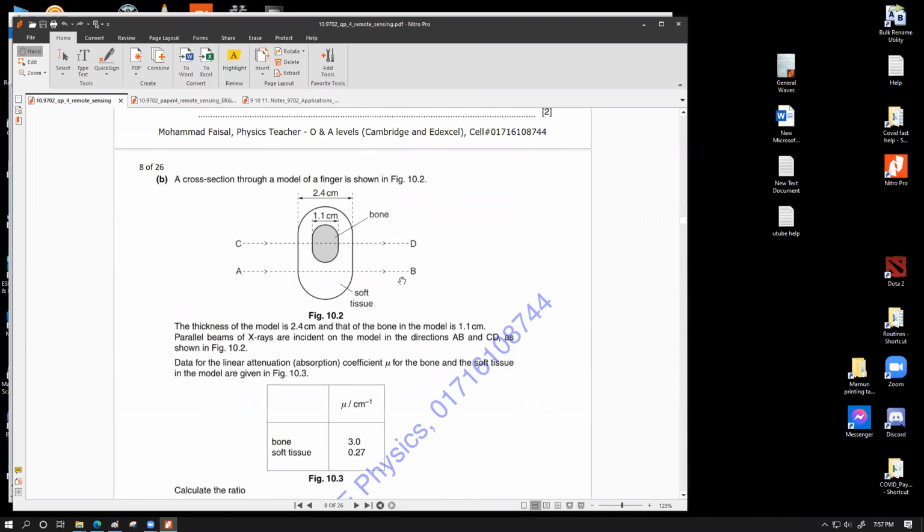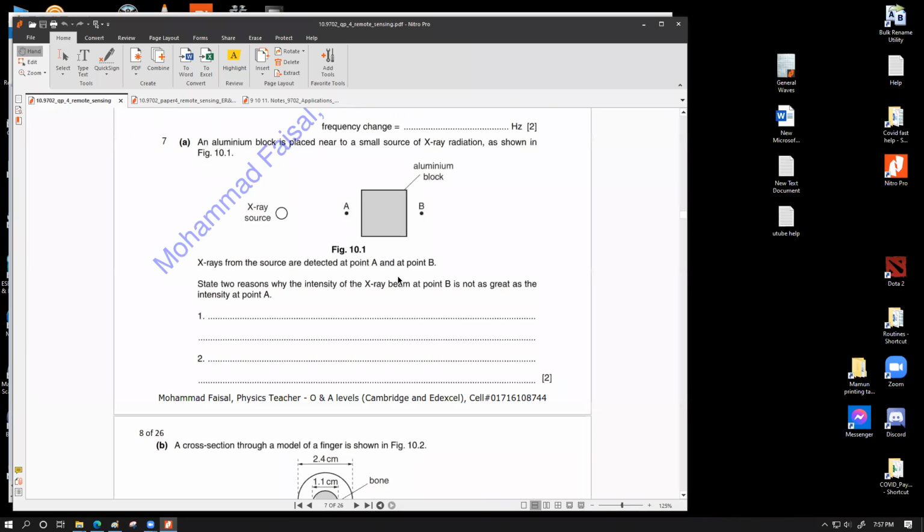Okay, let's have a look at this one. Our question says an aluminum block is placed near a small source of X-ray radiation as shown in figure 10.1. We have the X-ray source, points A and B, and the aluminum block. X-rays from the source are detected at points A and B. State two reasons why the intensity of the X-ray beam at point B is not as great as the intensity at point A. So why is our intensity lower at B?